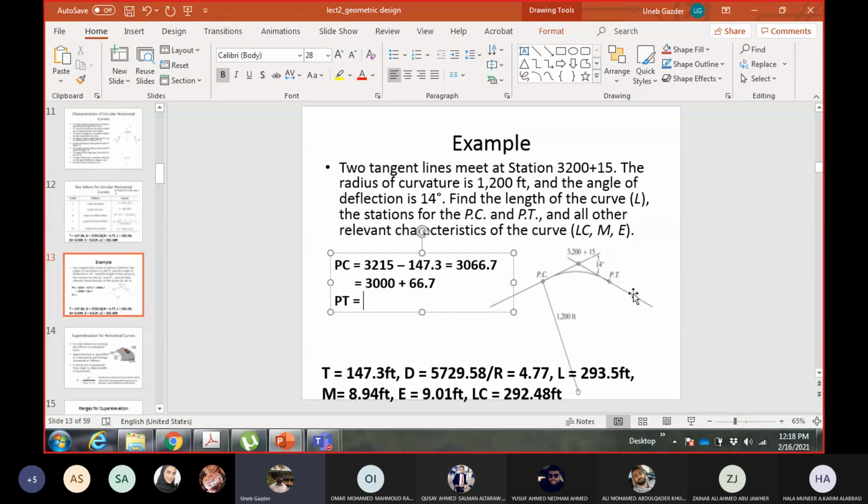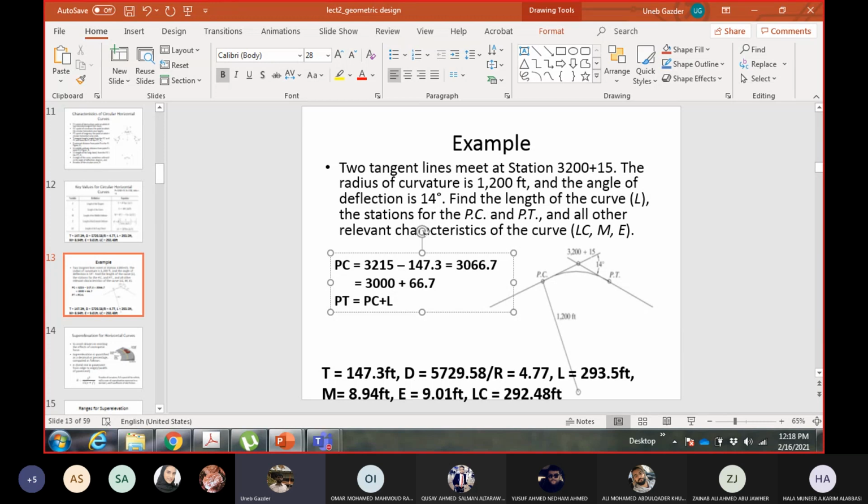Second point: you would agree that PT can also be found as PC plus L, right? PC plus L will also give you PT. Agreed? Okay. This is the case, right? L is the length of the curve, so PC plus L will give you PT.